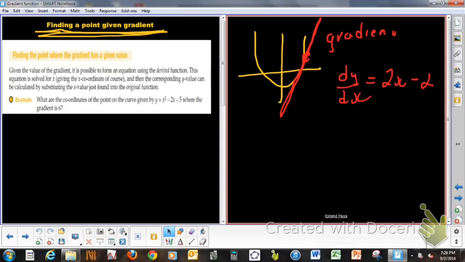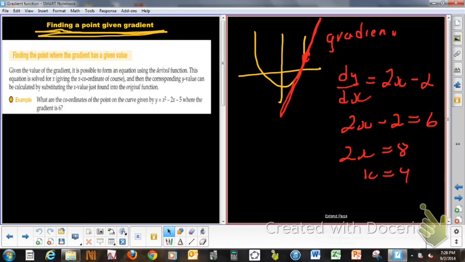So, if we work backwards, since we know what the gradient is and we have the gradient function, basically what we're saying is the gradient function is equal to 6, is equal to the gradient. That's what the gradient function does. It tells us what the gradient is. So we're going to make it equal 6, and then we're simply going to solve. So we get 2x is equal to 8, and x is equal to 4.